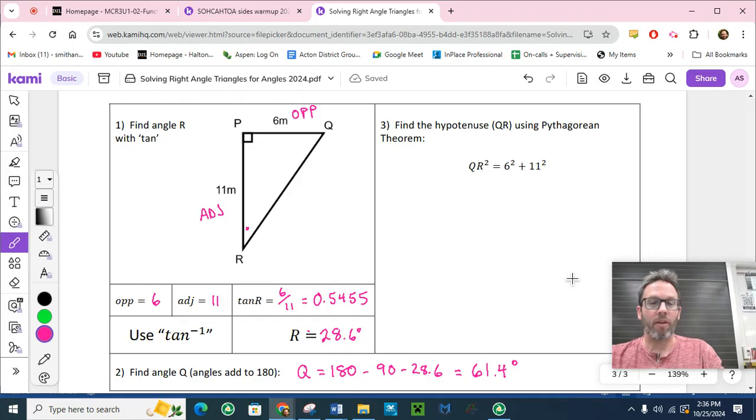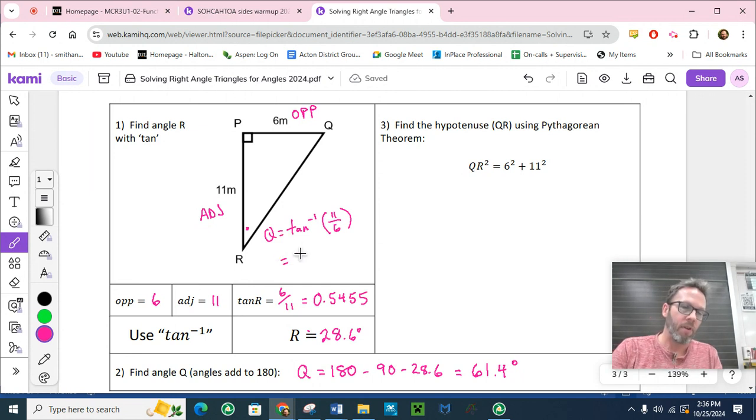And now if you'd like to check for yourself what would happen if you found Q directly, this doesn't take a lot of time. We have space here, so why not? If you do the inverse tan of 11 over 6, so for angle Q, the opposite and adjacent just flip, you should get the same answer.